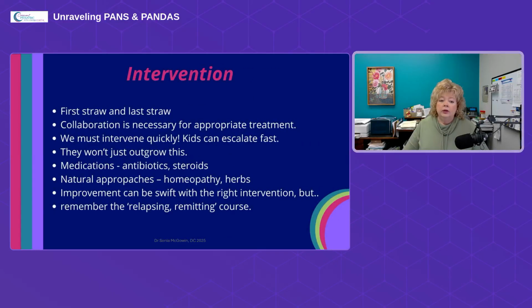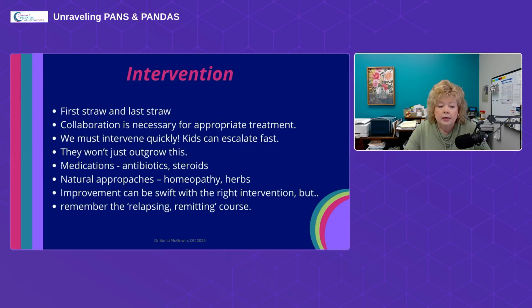And then when it comes to intervention, we have to remember that I call it the first straw and the last straw. So often there are things that have made this child vulnerable for an infection like this. So, for example, the first straws that we often see are pretty significant deficiencies, things like low cholesterol, low iron, low vitamin D.